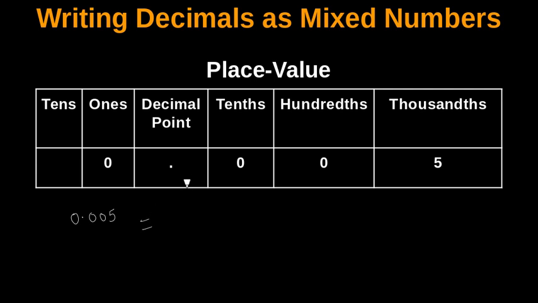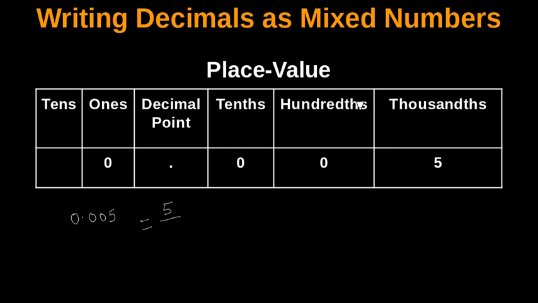0.005 will be equal to, you write the number after the decimal point. What's the number after the decimal point? It's 5. Yeah, I know you're going to say it's 005. 005 is the same thing as 5, okay? The zeros before the 5 don't count. It's 5. That's when you're turning it to a fraction.